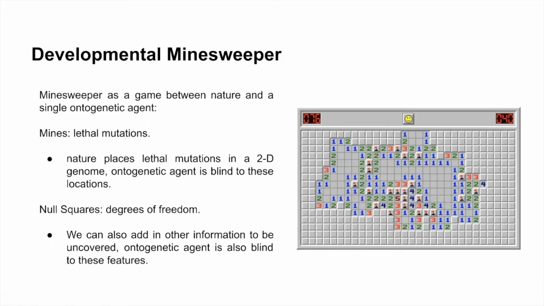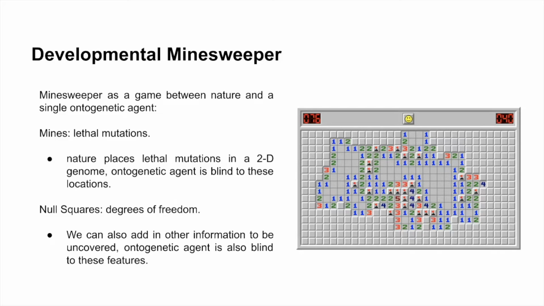And so we can also add another information to be uncovered. The ontogenetic agent is also blind to these features. So we could actually add in other types of beneficial mutations to the mix. And so the idea would be you'd not only try to avoid hitting the lethal mutations, but you might also randomly pick a beneficial mutation. And so that's another way to do this.